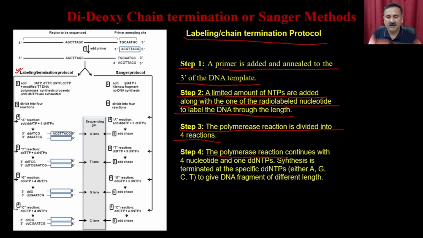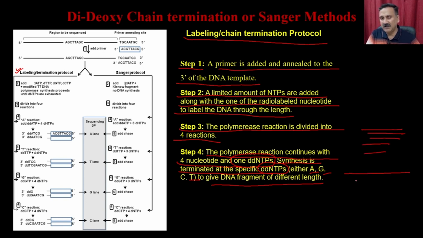The polymerase reaction continues with the 4 nucleotides, and out of the 4, one of them would be the dideoxy NTPs. Synthesis is terminated at the specific ddNTPs, either A, G, C or T, to give the DNA fragments of different lengths. Now when you get the DNA fragments of different lengths, for example, from the same DNA you are going to get first a big strand, then you are going to get this, then this, like this, right?